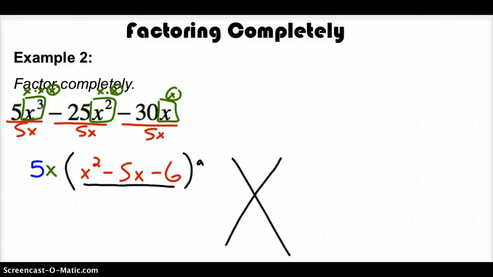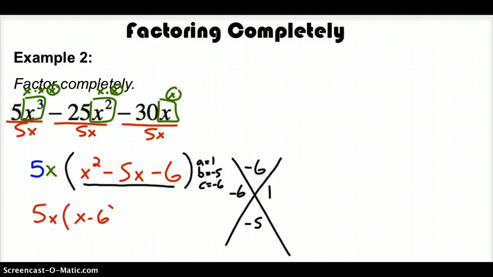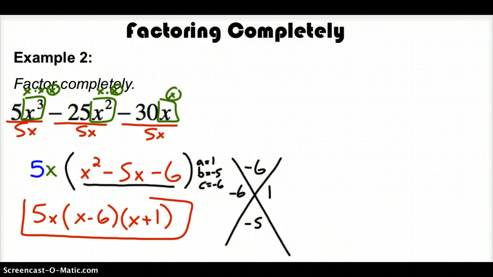So my a here is 1, my b here is negative 5, and my c is negative 6. I'm going to see if I can multiply to a times c, which is negative 6, but add to my b term, which is negative 5. Let's see. I think negative 6 and positive 1 would work in this case, because negative 6 times 1 is negative 6, and negative 6 plus 1 is negative 5. So now I can rewrite my entire answer as 5x multiplied by x minus 6 times x plus 1. And now I have factored this polynomial completely.